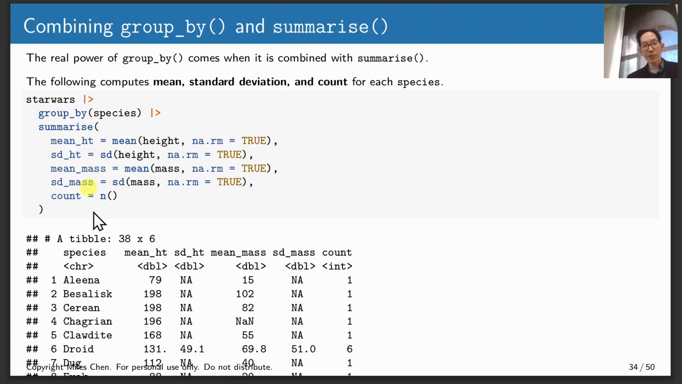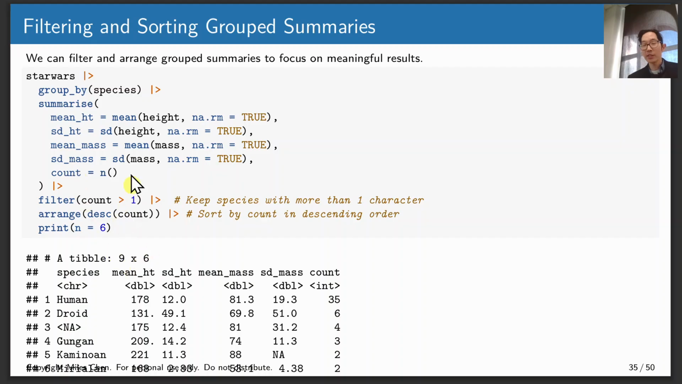I'm going to further add on a few more lines here. I'm going to say group by the species, then summarize. So now you can start seeing where the pipe is useful because it reads kind of like a step-by-step recipe. We're starting off with the Star Wars data set. We're going to group by the species. Then we're going to create these summary values. All right. Now I want to select only the rows where the count is greater than 1.